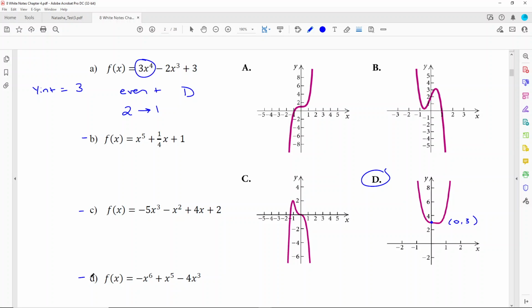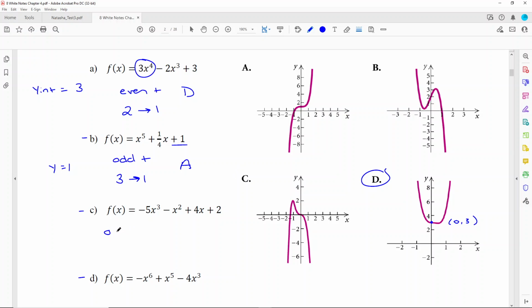So hopefully you did pause the video. A student told me once, count to 5 after I say that to give you a chance. Okay, so if you're looking at this one, hopefully you found that this was odd positive, so it should start in quadrant 3 and end in quadrant 1. Maybe you also noticed that the y-intercept is 1, but the only graph that starts in quadrant 3 and ends in quadrant 1 is graph A.